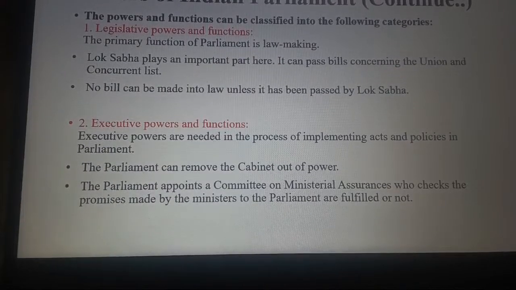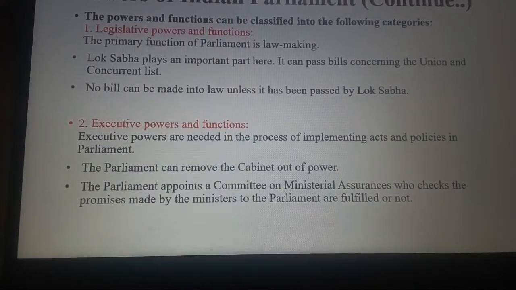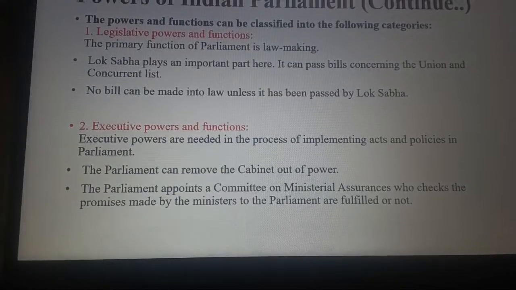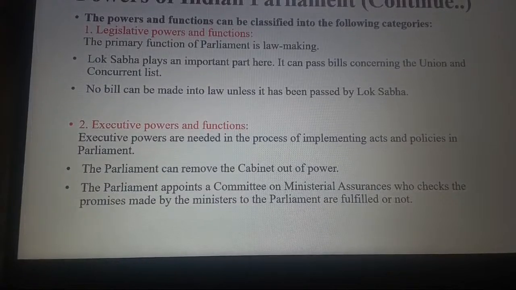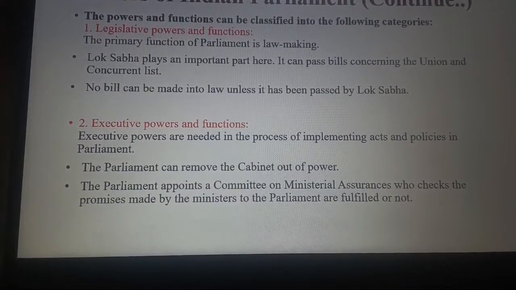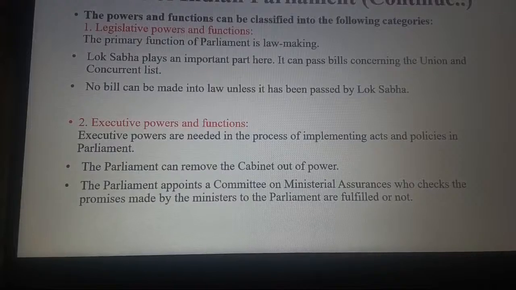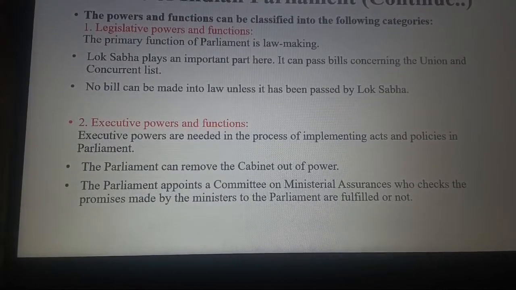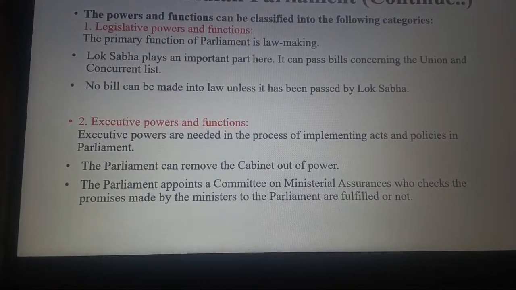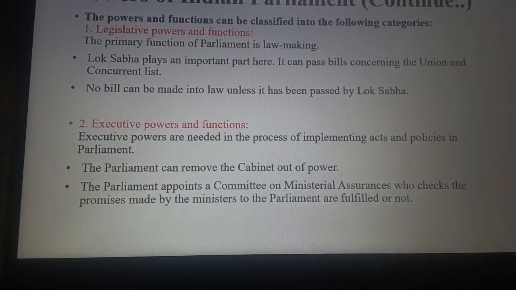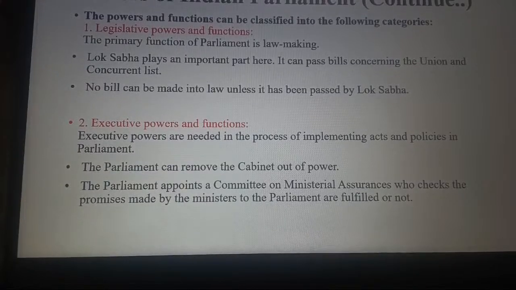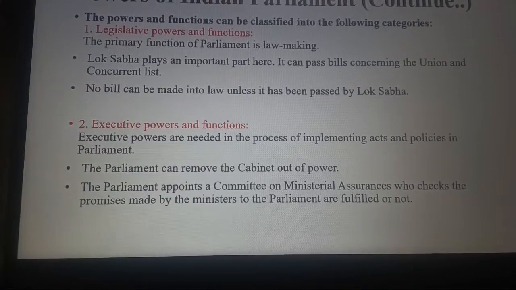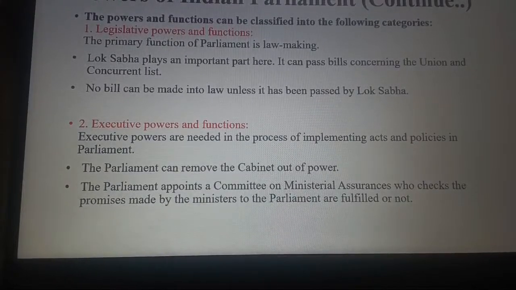Second, executive powers and functions. Executive powers are needed in the process of implementing acts and policies in Parliament. The Parliament can remove the Cabinet out of power. The Parliament appoints a committee on ministerial assurance, which checks whether the promises made by the ministers to the Parliament are fulfilled or not.